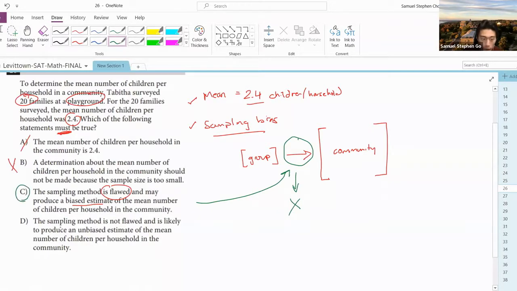We'll just read D real quick. The sampling method is not flawed. I'm pretty sure that's wrong already, and is likely to produce an unbiased estimate. So this is exactly contradicting what we just said. So we're not going to go with that.